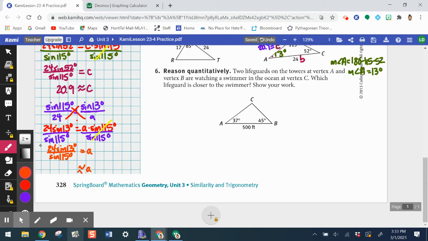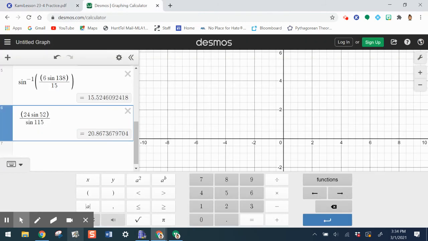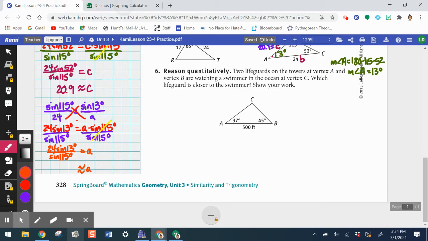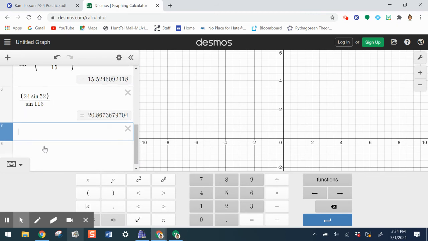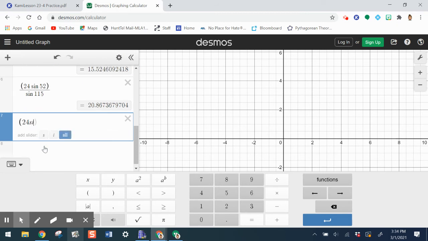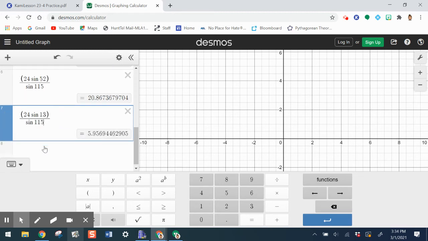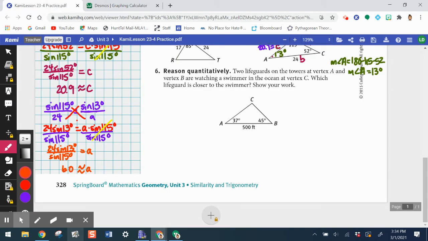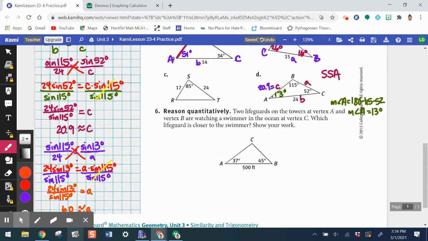So let's find out the approximate value of A: 24 times the sine of 13 divided by the sine of 115. Again, we're rounding to the nearest tenth. We got an interesting one here. The 5 in the hundredths place tells the 9 to round up to 10, which means the 5, in fact, becomes 6. So rounded to the nearest tenth would actually be 6.0. So the length of A is 6.0.